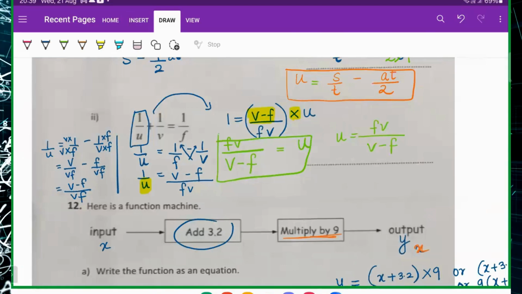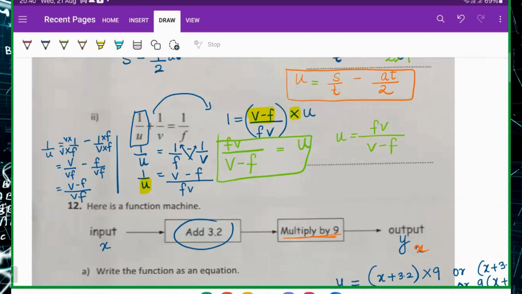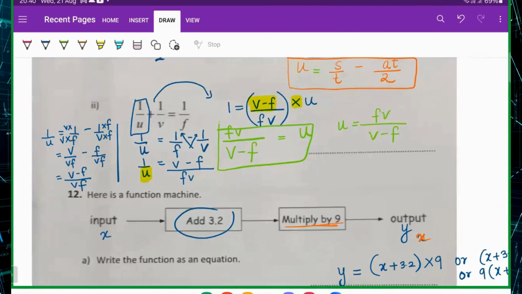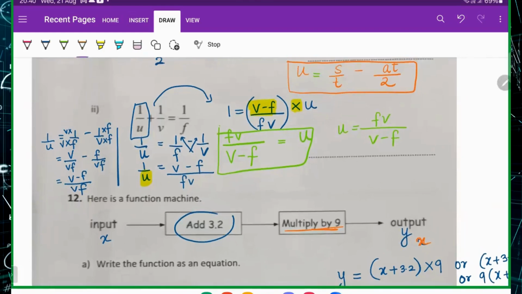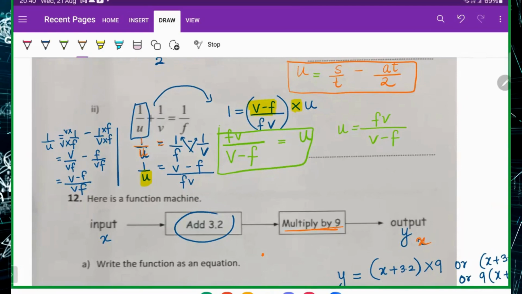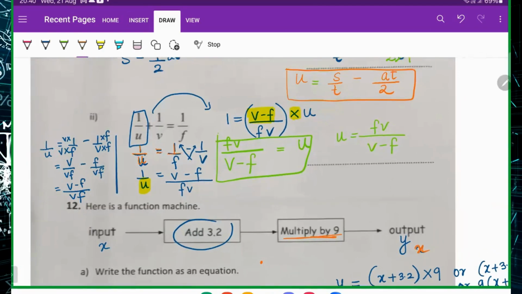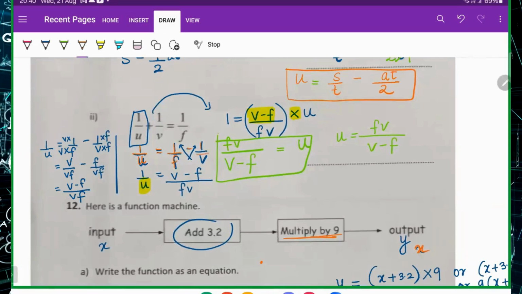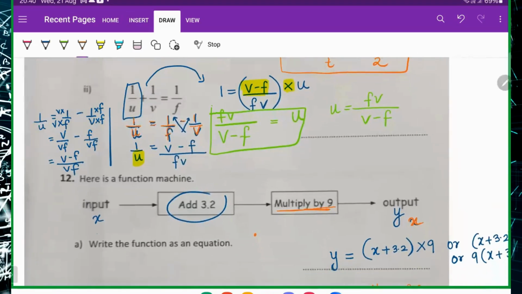so the first one is 1 upon u plus 1 upon v is equal to 1 upon f. What we would do is we will keep 1 upon u as it is here, which is equal to, now 1 upon v goes to the other side, which will be minus 1 upon v. Now in this case we have to cross multiply, right?